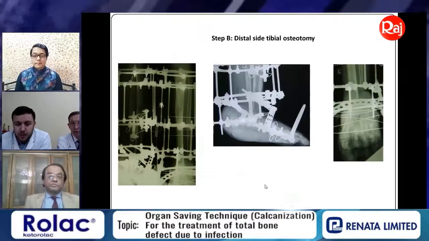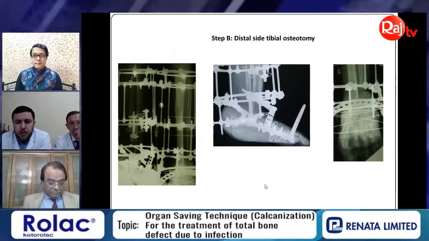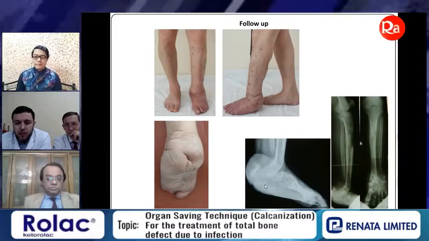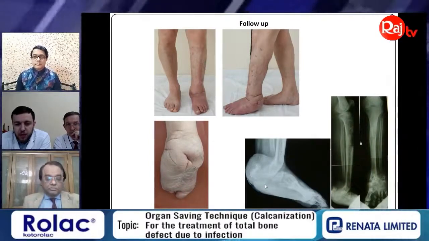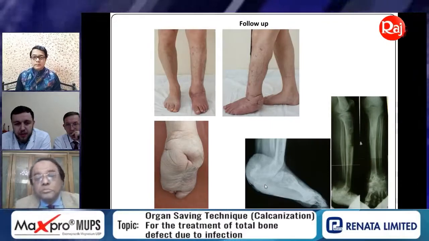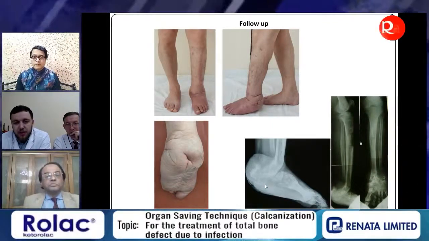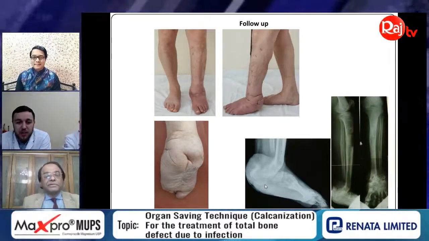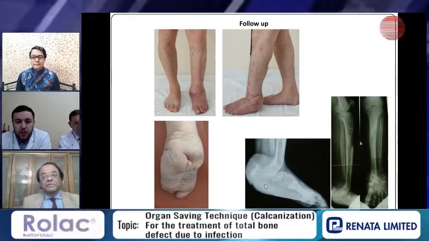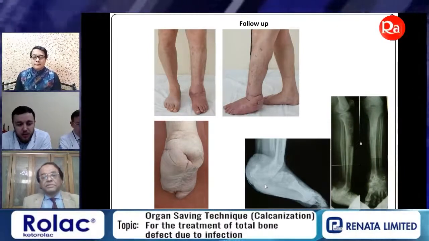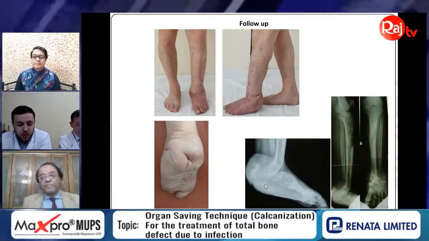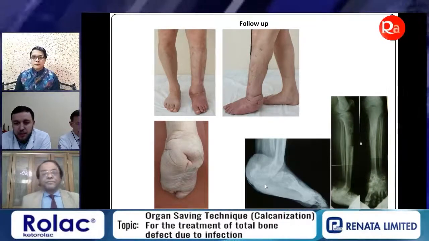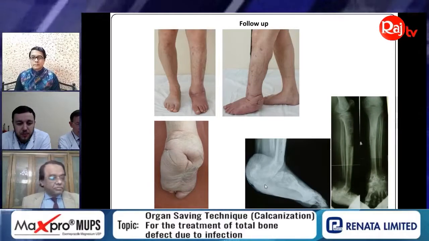So, after nine months of fixation, we got a good result. Unfortunately, my video slide is not short, and in that video I want to try to show the good function of that patient, how he walks, how he can walk on all surfaces.